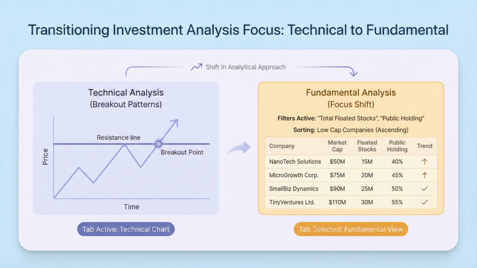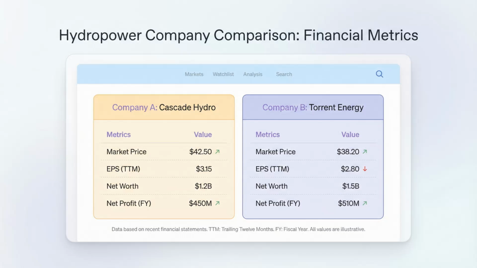By sorting the total floated stocks, or the shares held by the public, you can easily identify stocks with extremely low public holding. For instance, clicking the sort arrow brings up companies with the lowest available supply, like KBSHL. Next, you can shift your focus to profitability by examining the latest quarterly reports.